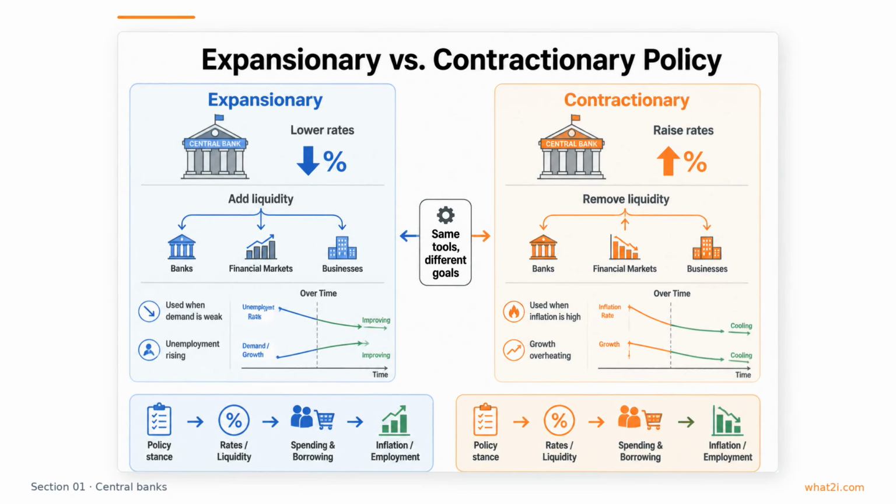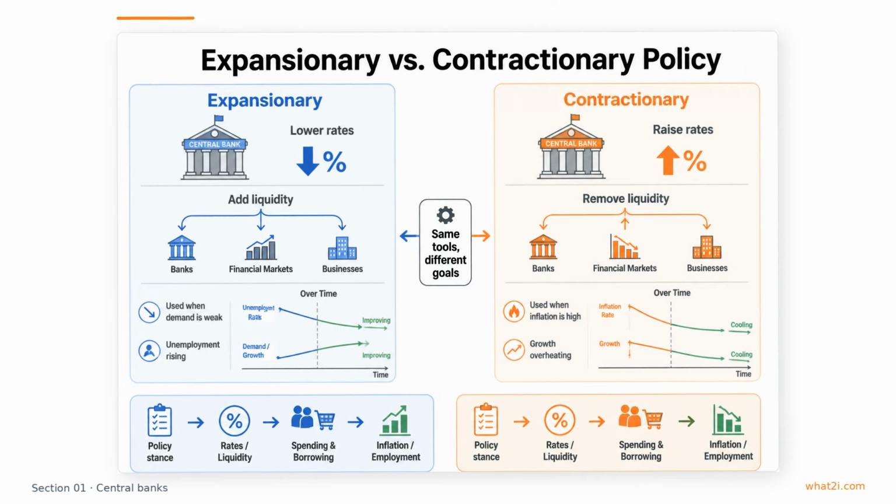Monetary policy can lean in two broad directions depending on the economic problem at hand. Expansionary policy lowers rates or adds liquidity when demand is weak, unemployment is rising, or the economy needs support. Contractionary policy raises rates or removes liquidity when inflation is too high or growth is running too hot. The tools may look similar, but the objective is different. One stance tries to stimulate borrowing and spending, while the other tries to cool them down.